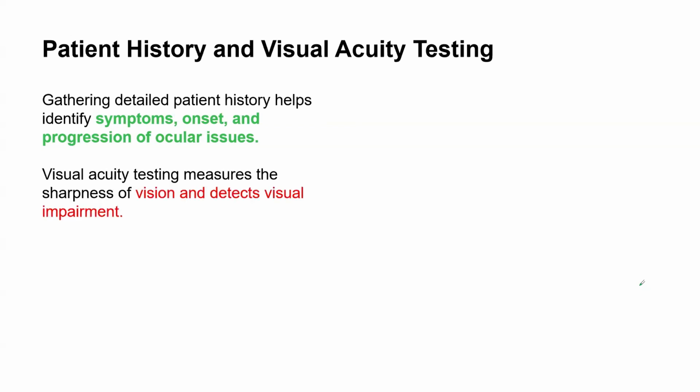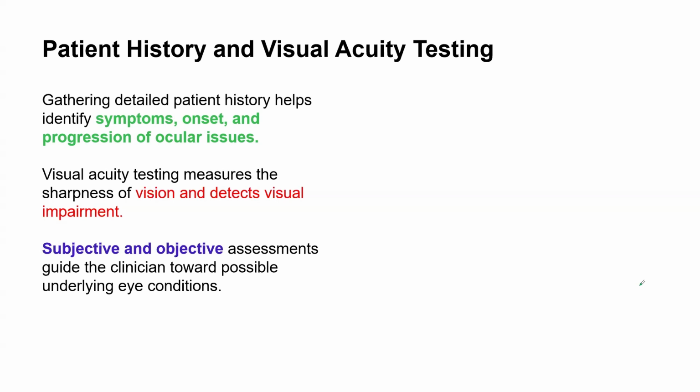So visual acuity testing, ladies and gentlemen, measures the sharpness of vision and detects visual impairment. That's why you use acuity testing, where you can have various letters of different sizes in order to test the sharpness of vision and detect visual impairment. So that is the major reason why you need visual acuity testing.